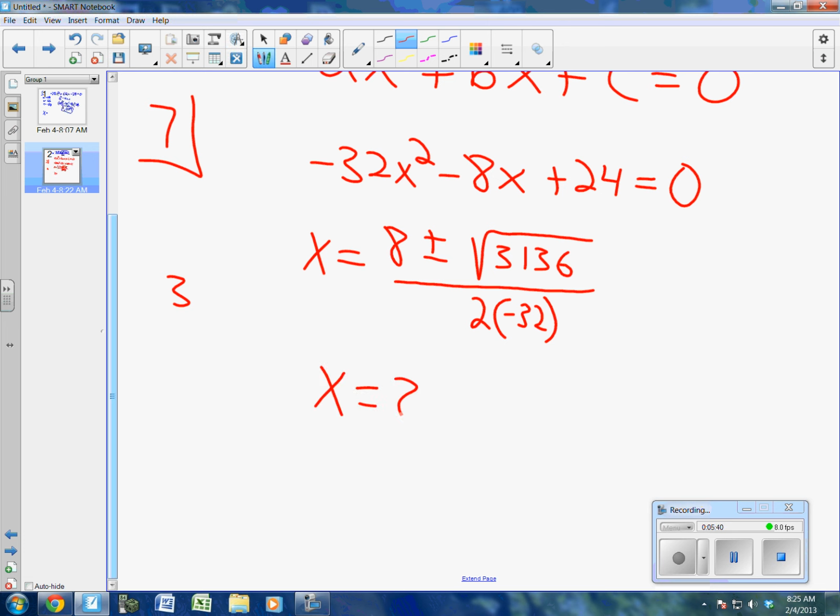So here we go. X equals 8 plus or minus 56. Now, if I would have taken the square root of that number and got a decimal, would I have used the decimal? No, not right now, because we're going to leave this in terms of the square root. And 2 times negative 32 would be what? Negative 64. How many solutions do you see here?